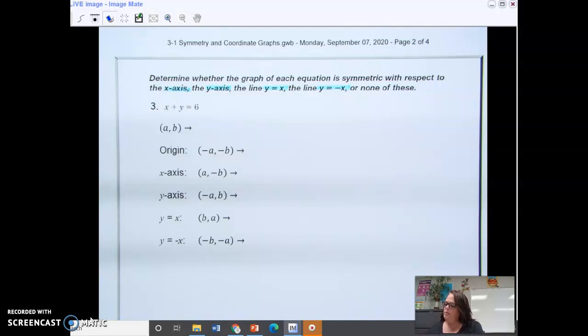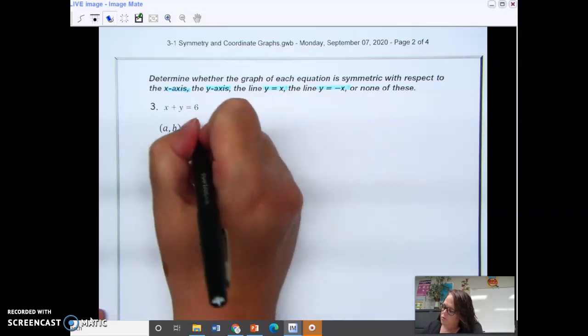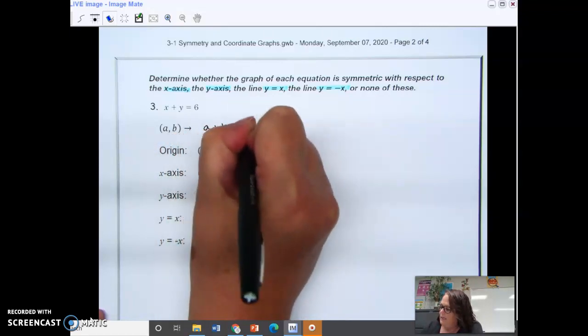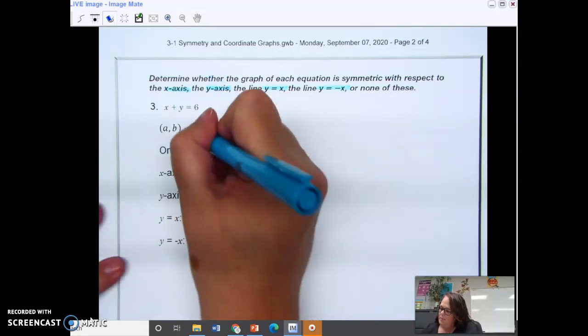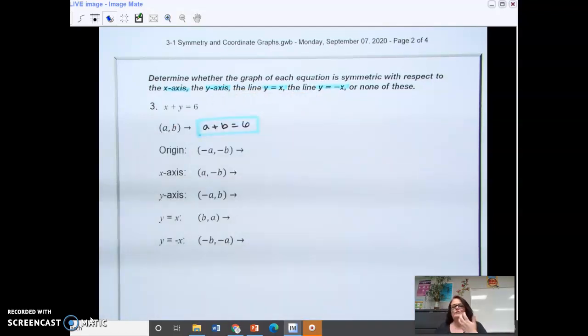All right, so we have the equation x plus y is equal to 6, and then we're going to put in our control. So our control is going to be x is equal to a, y is equal to b, and that's equal to 6. So any of these equations that I can get to match this one here is going to allow me to understand that the graph is symmetric with respect to that thing.